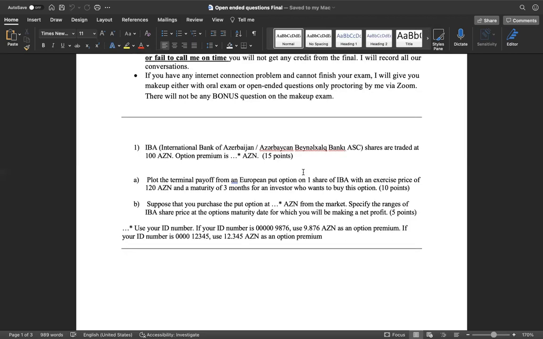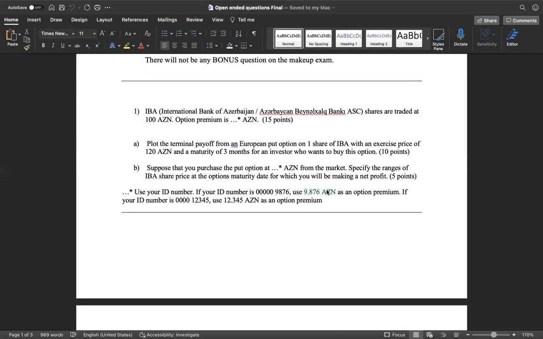IBA, International Bank of Azerbaijan shares are traded at 100 AZN. Option premium should be your ID number. So if your ID number is 4-digit, just divide it by 1000. It's also applicable to 5-digit ID numbers. For example, if your ID is 9876, divide it by 1000. It should be 9.876 AZN as option premium.